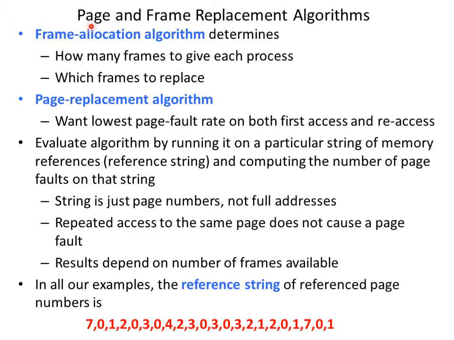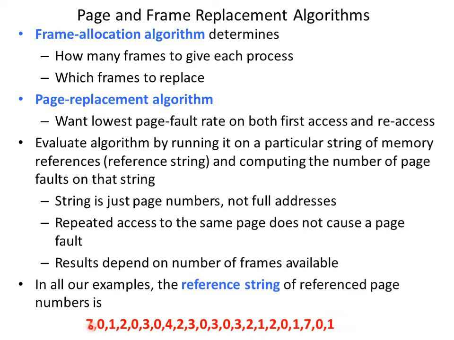As you all know, the page represents the logical address and the frame represents the physical memory address for the process. So the frame allocation algorithm determines how many frames to give to each process and which frames to replace. The page replacement algorithms are responsible for having the lowest page fault rate on both first access and re-access. The algorithms are evaluated by running them on a particular string of memory references. So this is called a string of memory references.